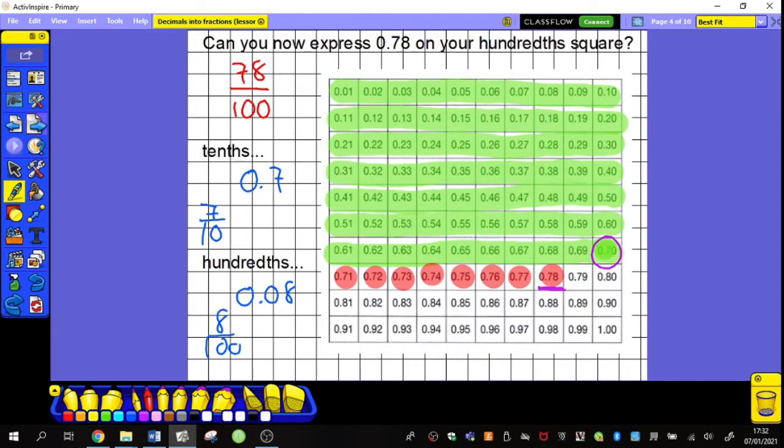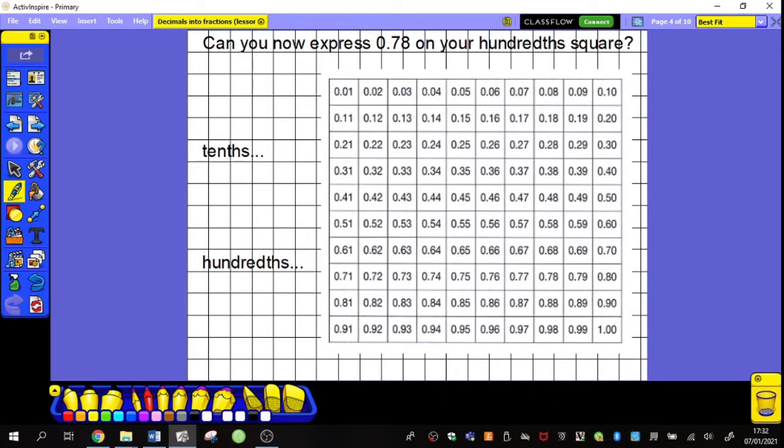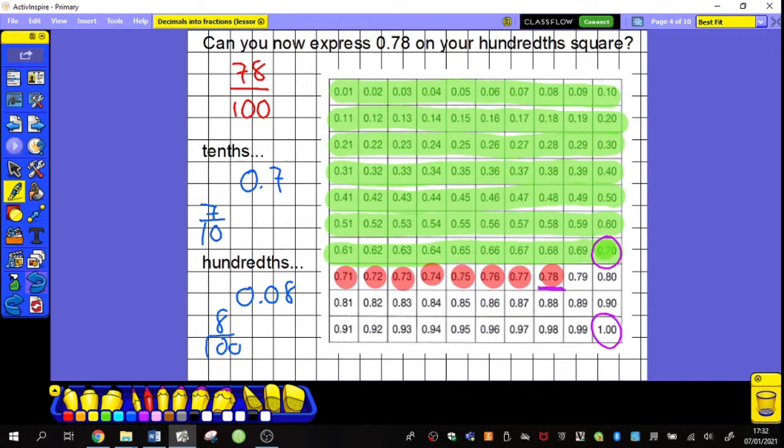Now let me show you why that works. You can express 78 hundredths on a hundredths square. So each one of these boxes is 0.01, and I have 100 of them making my whole down here. Oh, didn't mean to do that. Just going to rub it out. There we go, that works.